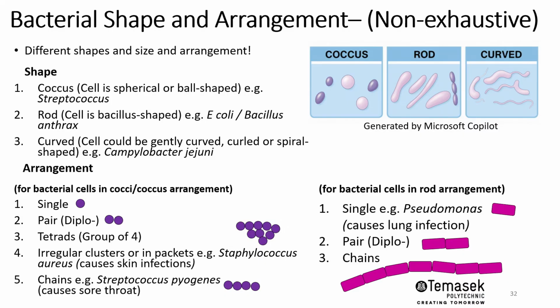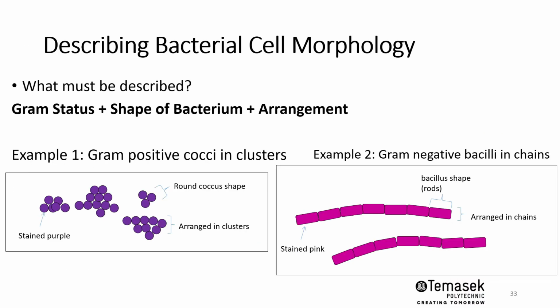So how do we describe bacterial cell morphology? We must describe it in the following format. We first determine the gram status from the gram staining. We talk about the shape of the bacterium, whether it is coccus or cocci, or bacillus, rod shape, and then we also talk about the arrangement. Are they in diplo, tetrads, or clusters, or in chains, or are they singly formed?